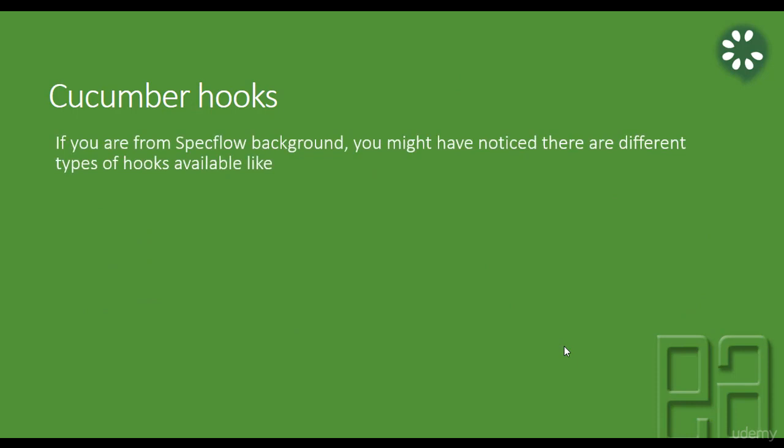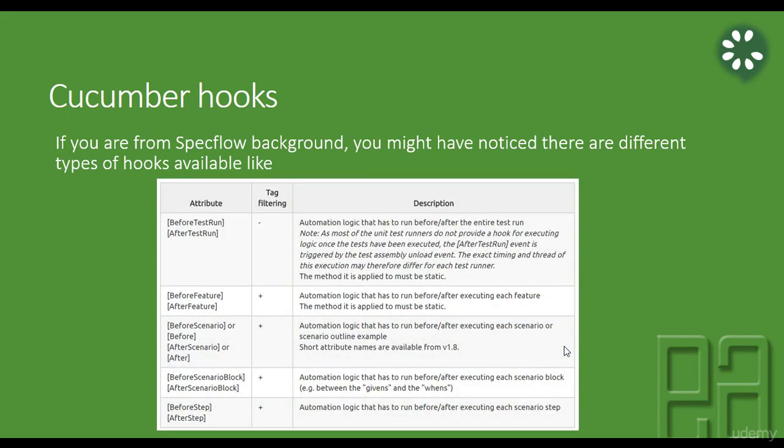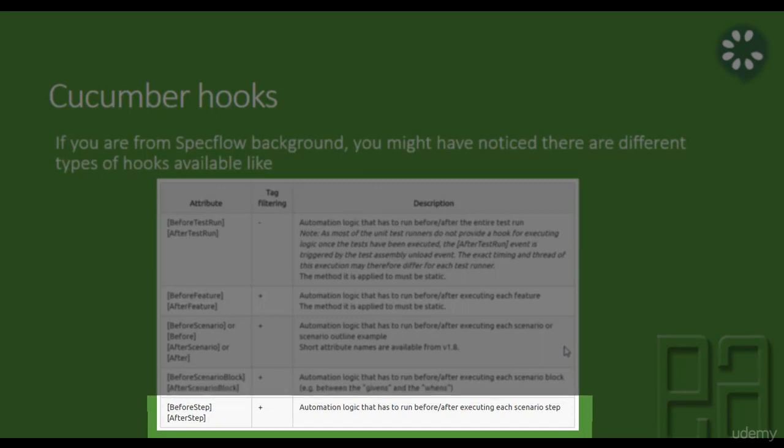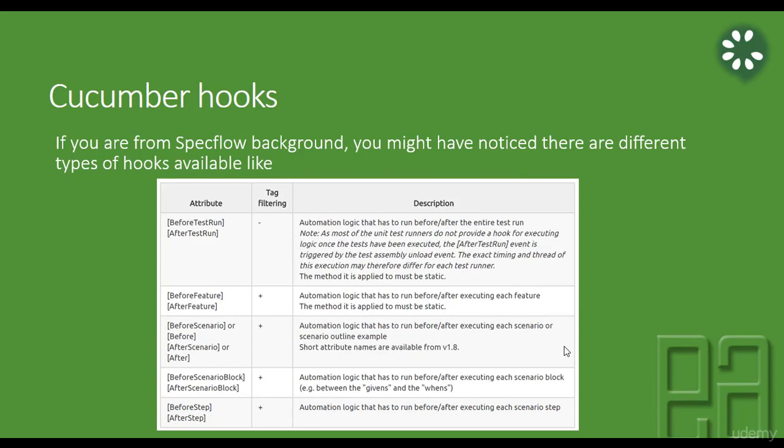Cucumber hooks. If you are from a SpecFlow background, you might have noticed there are different types of hooks available. We have attributes like before test run, after test run, before feature, after feature, before scenario, after scenario. Similarly, before scenario block, after scenario block, and before step, after step. The before step, after step is a SpecFlow 2.0 feature which was added just recently, and it is one of the most requested features, and we have a separate video for this particular feature in our SpecFlow video series.